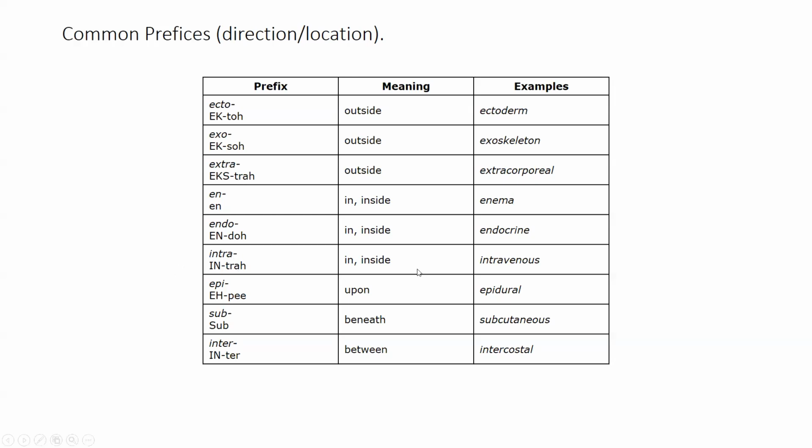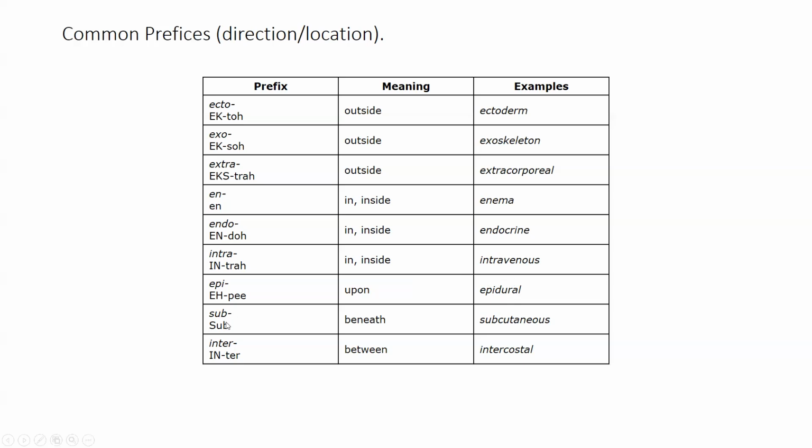Intra means in or inside. Intravenous means inside the vein. Epi means upon or on top of. Epidural is a medication that's delivered on top of a membrane that surrounds the nervous system. We'll talk about that in the nervous system chapter, the dura. So this means on that membrane.